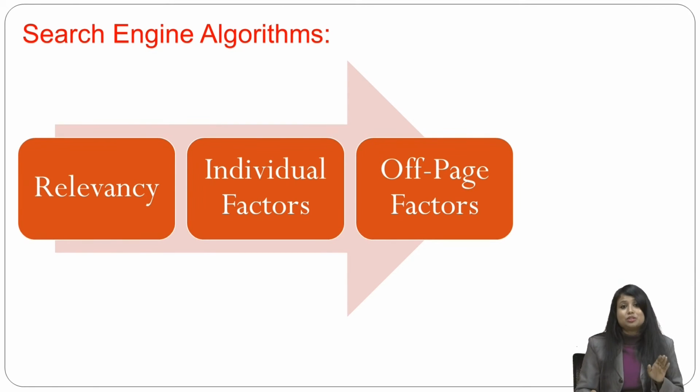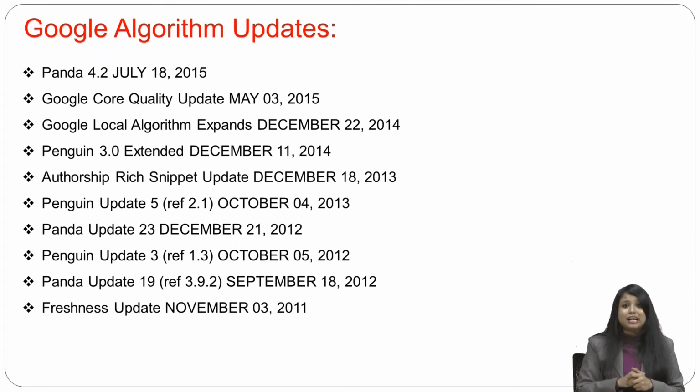Now, what are Google algorithm updates? It is seen that every year Google changes its search algorithm many times, though many changes are minor. It is noted that every few months Google takes out a major algorithm update which affects search results in a drastic way.